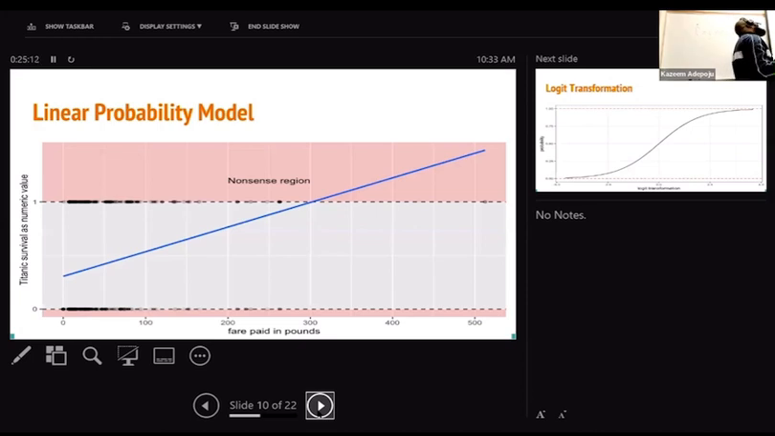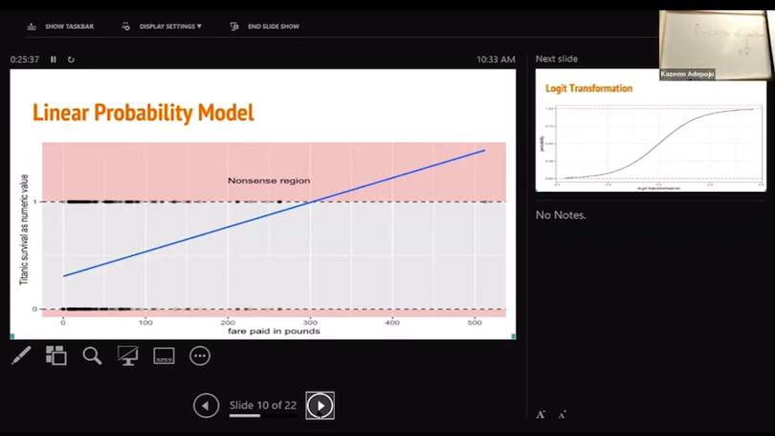Oh my God, take a look at that. Using the straight line, what happened now? It goes completely out of range. The range is supposed to be, look at the dotted line, between 0 and 1. But using the linear probability model, which is a conventional regression model, it doesn't make sense at all.